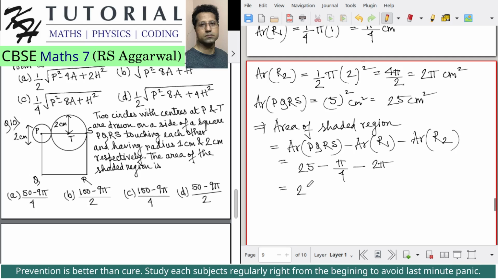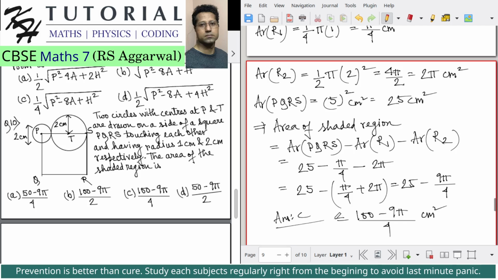This is equal to 25 minus pi by 4 plus 2 pi, which is equal to 25 minus, if I simplify pi by 4 plus 2 pi, it will be 9 pi by 4. So 25 minus 9 pi by 4. If I simplify this further, this will be 100 minus 9 pi by 4. This much centimeter square will be the area of the shaded region. Hence, the correct choice is C. C is the correct choice.